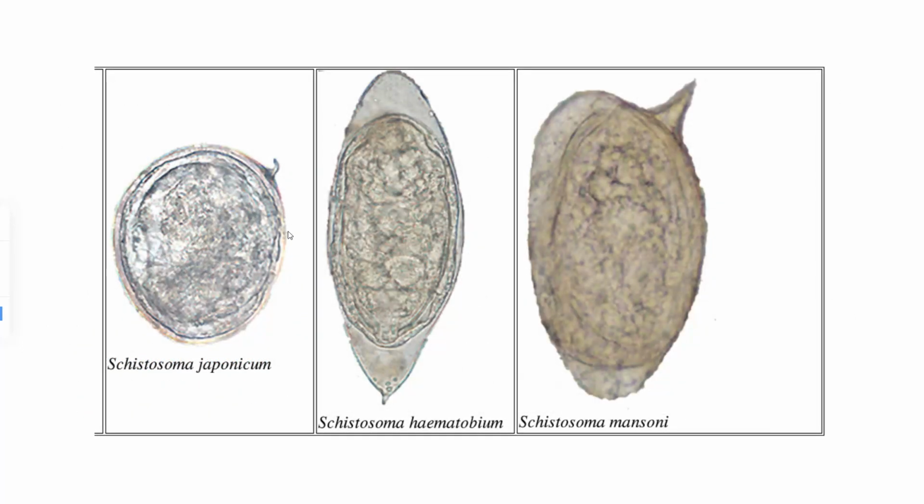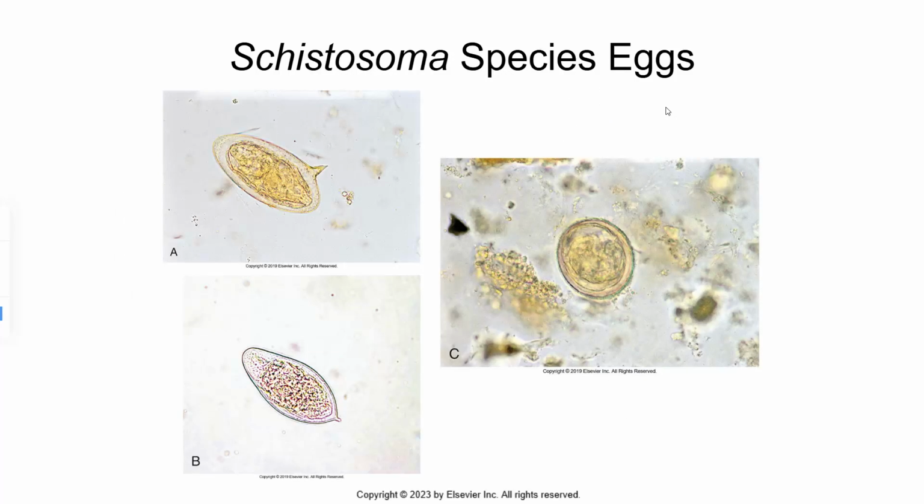And putting them all together, Schistosoma japonicum, circular, has this little tiny spine sticking out the side. Schistosoma hematobium is elongated with the central spine. And then Schistosoma mansoni has the spine sticking out of the side. And here they all are together.